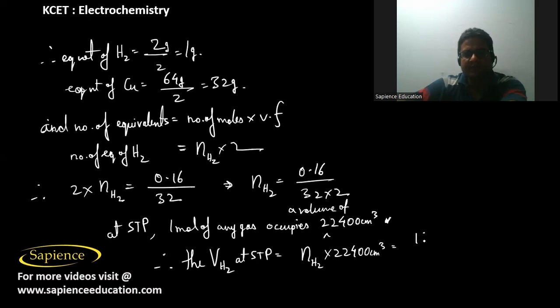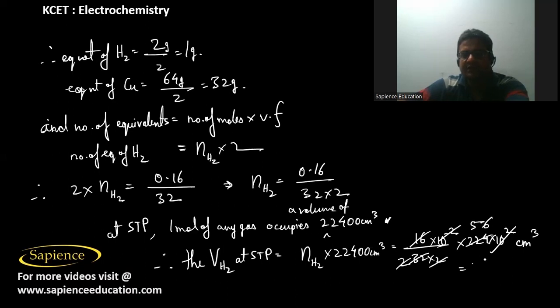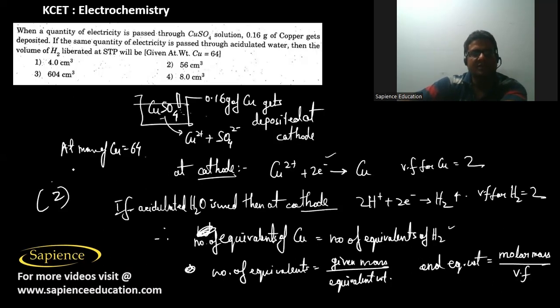So it means that will be 16 by 32 into 2 into 10 power minus 2 into 224 into 10 power 2. So 10 power 2 and 10 power minus 2 will cancel out. So this much centimeter cube will be formed. Now 16 2s are 32, 4 5s are 20, 4 6s are 24. So 56 centimeter cube of hydrogen will be liberated at STP at the cathode. So option 2 is the correct answer.